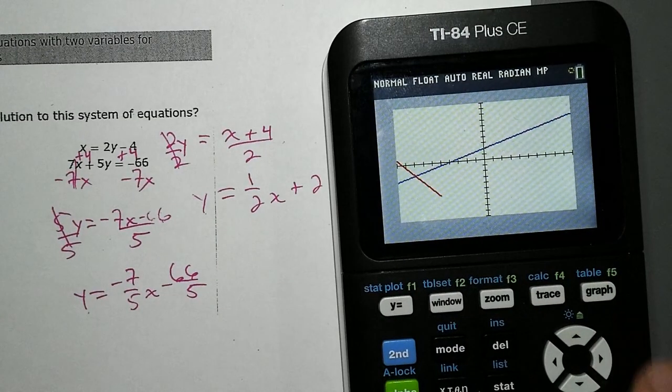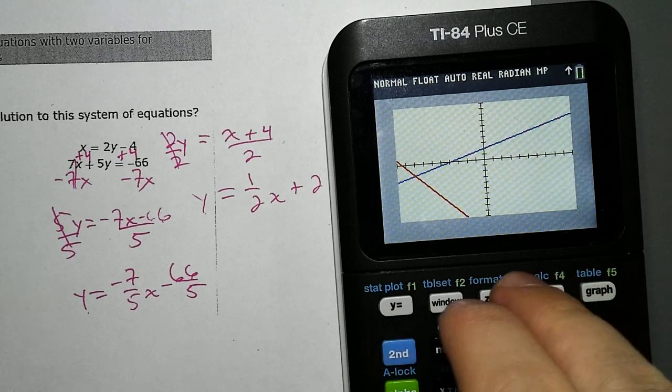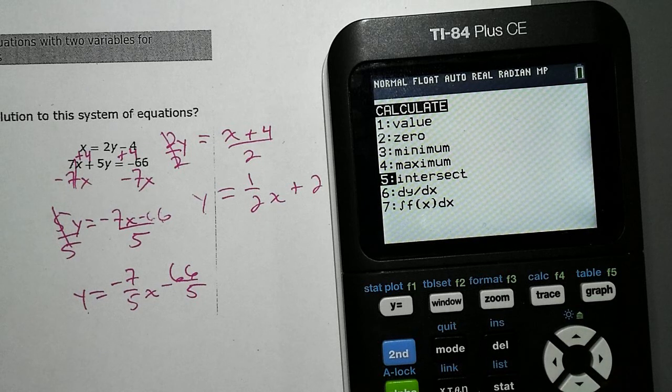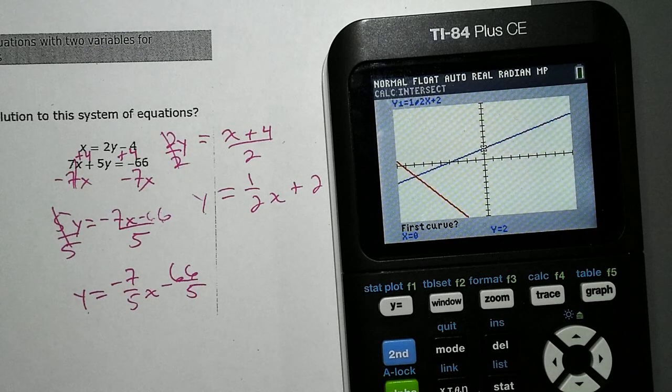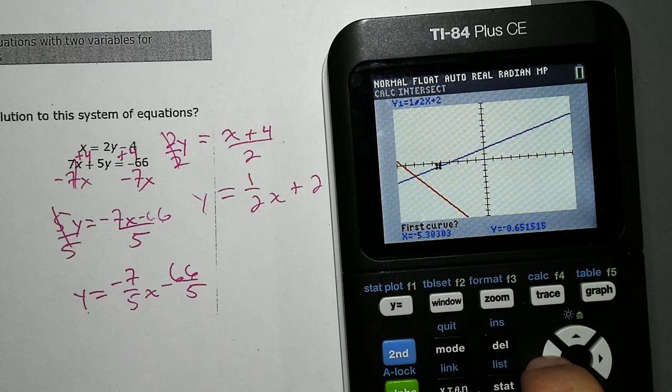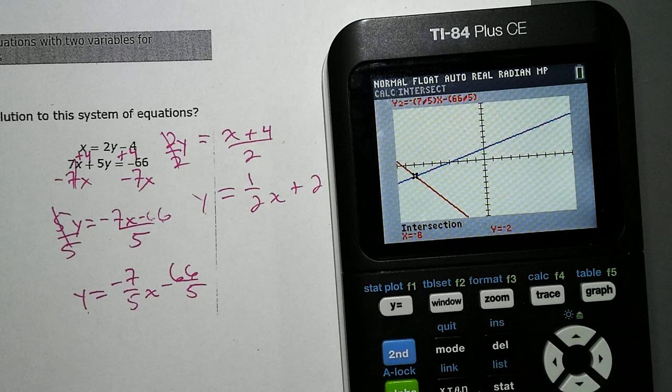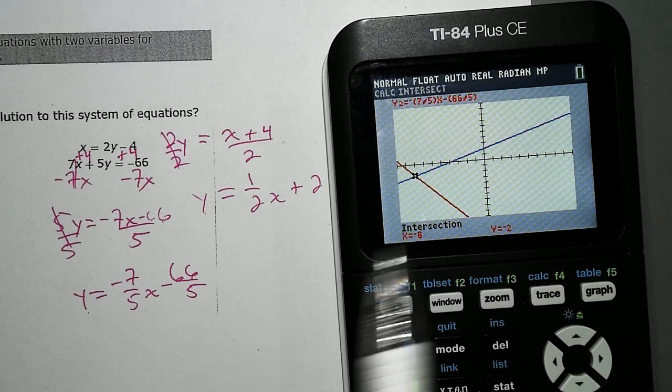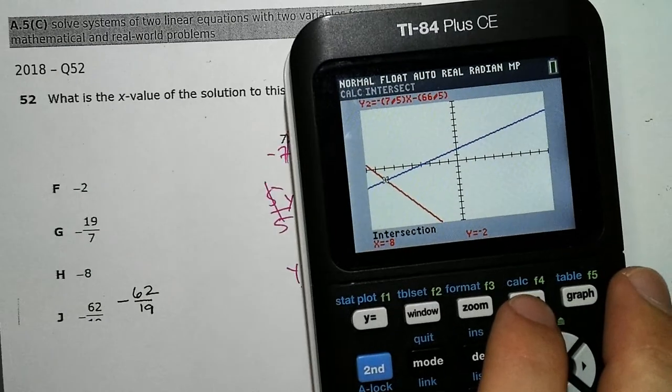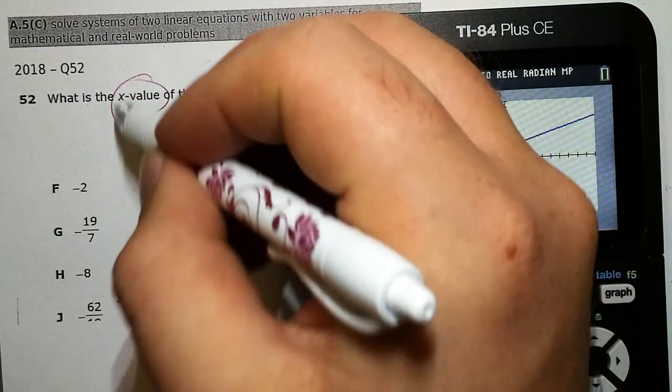Calculator starts graphing it. They do cross. Second trace. We're going to find where they intersect. So move the arrow really close. And ready. 1, 2, 3. Negative 8, negative 2. So it just wanted the X value, right? So it's just negative 8.